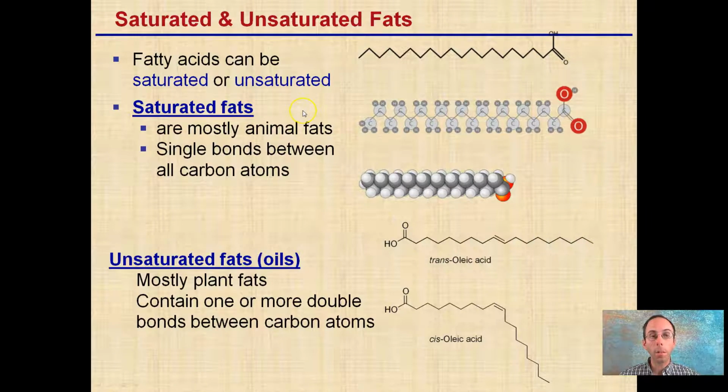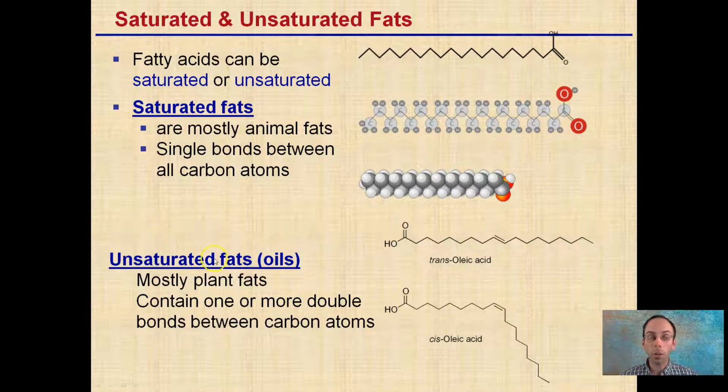So fatty acids can be saturated or unsaturated. Those are two main classifications. For saturated fats, which are mostly animal fats, there's single bonds between all carbon atoms. If you want a way to remember saturated fats, think of it as saturated with hydrogens because there's all single bonds here. So there's the maximum amount of hydrogens located on this molecule.